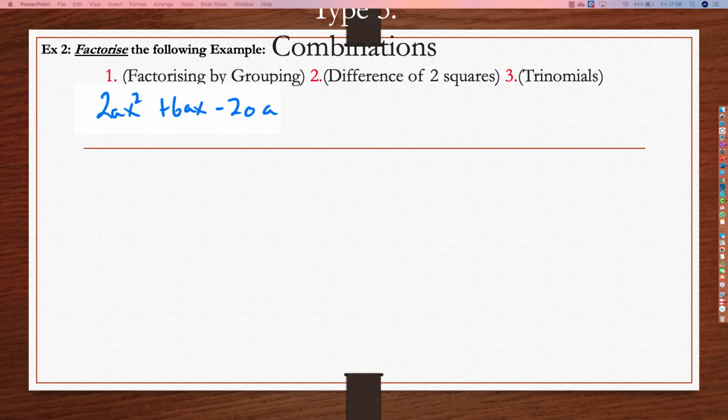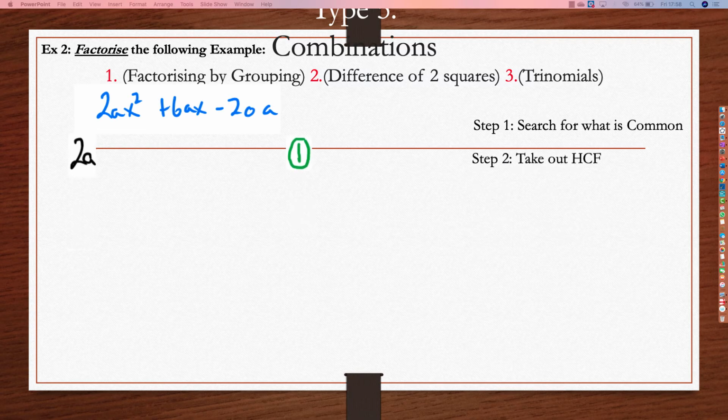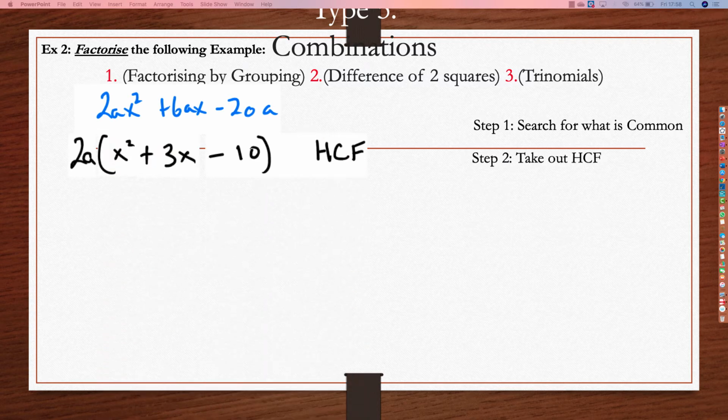Well, what do you reckon? What are we going to take out? 2a, go man, 2a comes out. You're left then with x squared plus 3x minus 10. What are we going to do then?